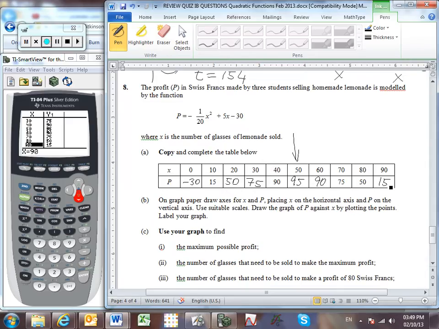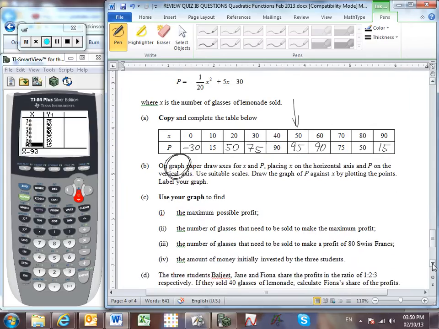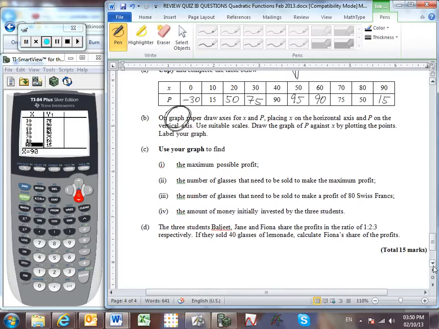All right, it says on graph paper we should draw axes for x and p. Sorry, I don't have graph paper handy right now, so I'm just going to do a very rough sketch, but you guys, when it says graph, you should really use graph paper and be very accurate. So I'm going to draw my x and my p axes. Of course x is horizontal, p is vertical, and I'm starting at negative 30.